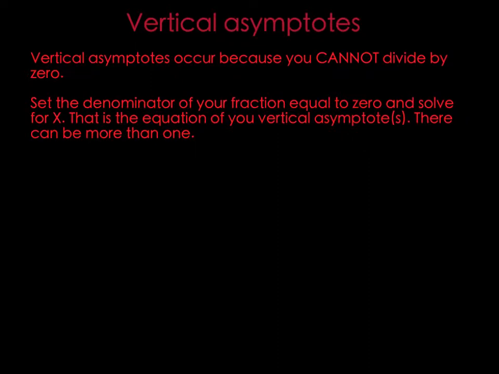Vertical asymptotes occur because you cannot divide by 0. We saw this in our simple rational functions. All you have to do, no matter what your rational function looks like, is set the denominator of the fraction equal to 0 and solve for x, because that will give you the x values that you can't use, and so those will be the equations of your vertical asymptotes. And I have an S on asymptote because you can have more than one.